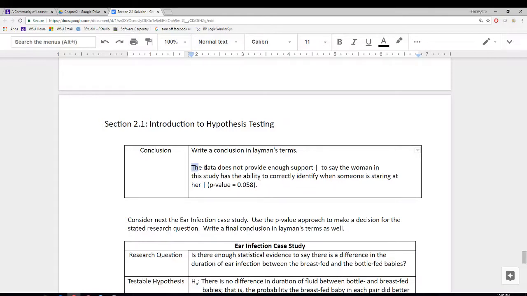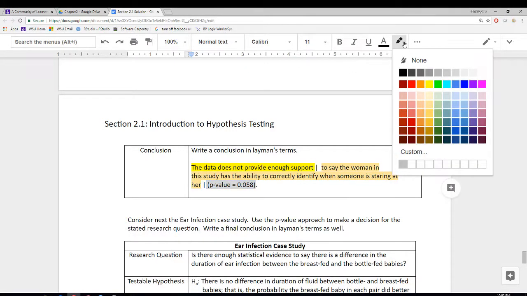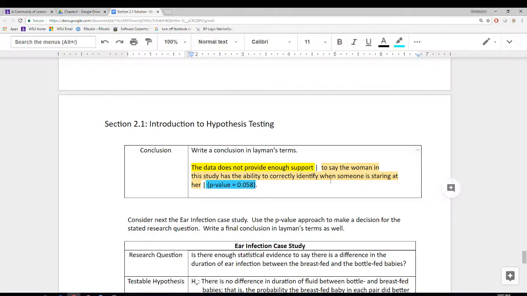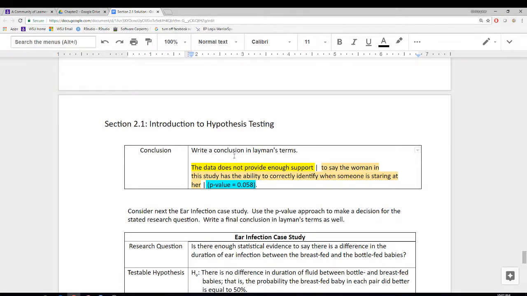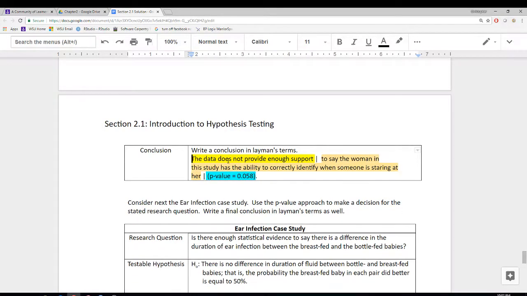So again, there's three pieces to writing a conclusion. Let's identify those here with three different colors maybe. When I'm evaluating whether or not conclusions are correct in your homeworks and assessments, these are the three pieces that I'm going to be looking for: the decision, a restatement of the research question, and then the amount of evidence that you have for the statement that you're making. Those three pieces, and you have a correctly written conclusion.